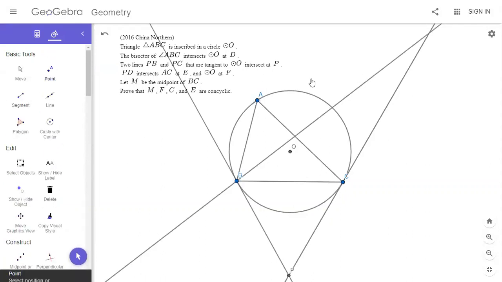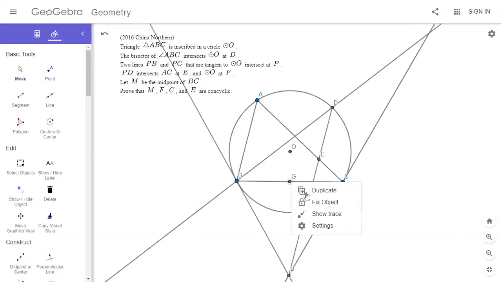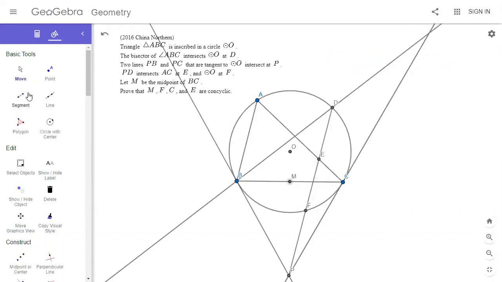The bisector of ABC intersects the circle at D. We still have point P. PD intersects AC at E and the circle at F. I guess, yeah, the second intersection is at F. So if M is the midpoint of BC, we want to show M, F, C, and E are cyclic. And you might already see it's like an angle chase or something. I don't know. I'm not sure how hard of a problem it is.